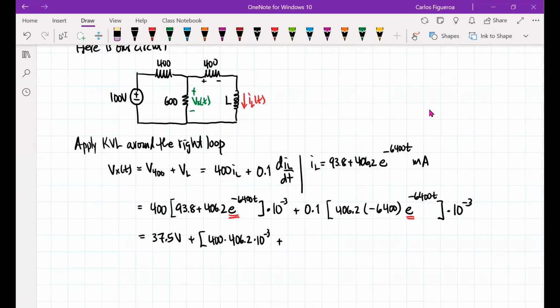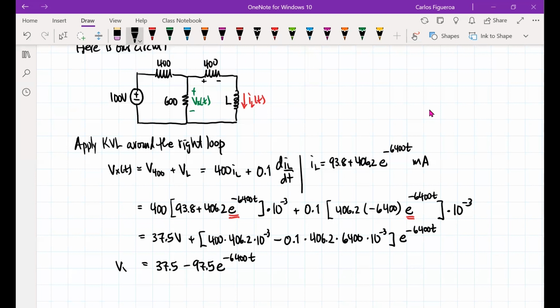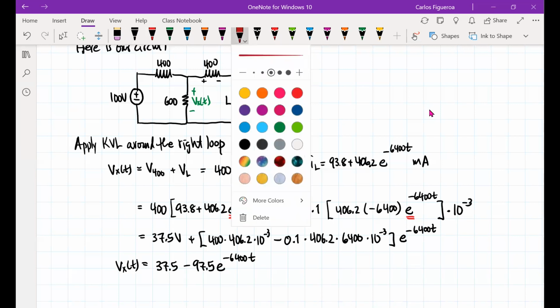Now note that there's a minus sign, so I'm going to carry that minus sign out. So I'm going to get minus 0.1 times 406.2 times 6400 times 10 to the minus 3 e to the minus 6400t. So if I now add all these numbers together, I'm going to get minus 97.5 e to the minus 6400t. So this is my voltage of this guy right here. So now I know what that voltage is.